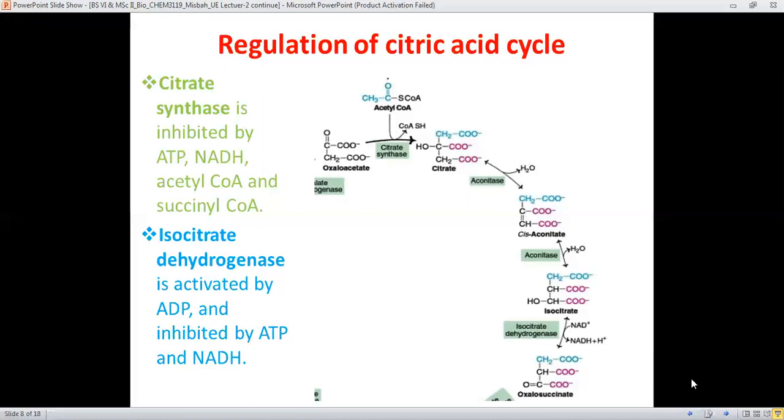And definitely citrate synthase and isocitrate dehydrogenase are responsible for the regulation of the citric acid cycle. The citric acid cycle must be regulated in such a way that oxaloacetate goes on into the cycle by utilizing the acetyl CoA, which is definitely formed from the pyruvate, which is generated from glycolysis.